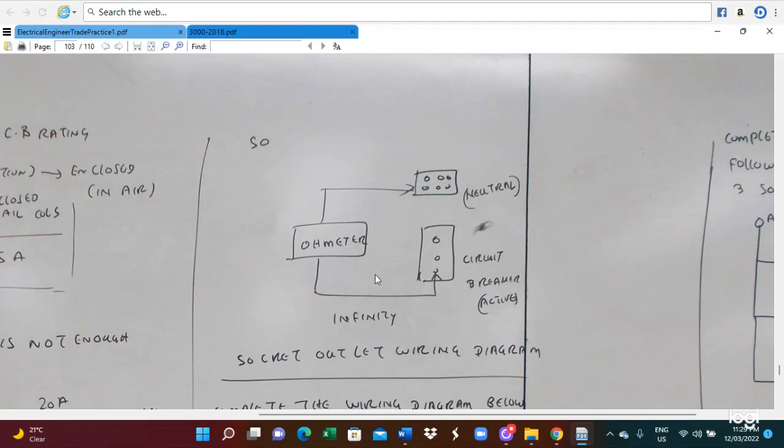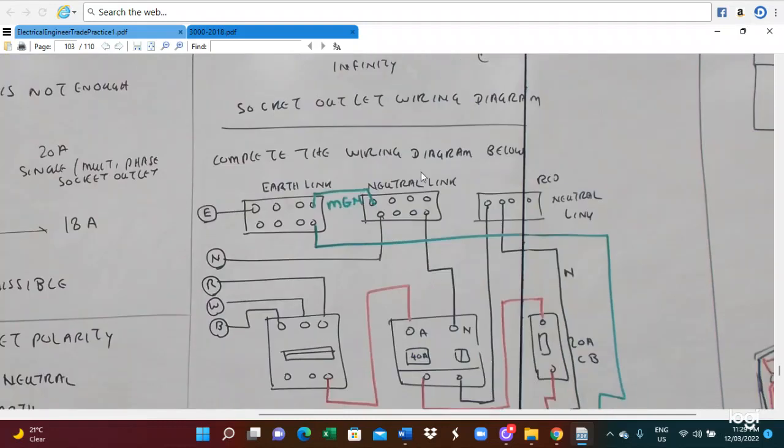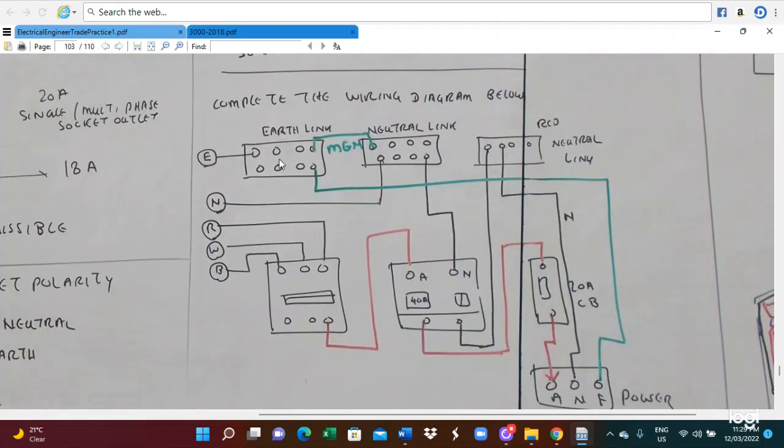So, the socket outlet wiring diagram. We have to draw the wiring diagram. This is the earth link, and this is the neutral link. Here is the RCD. The electrical current from the main switch is connected to the RCD, which is connected to the active, and then to the circuit breaker and on to power.